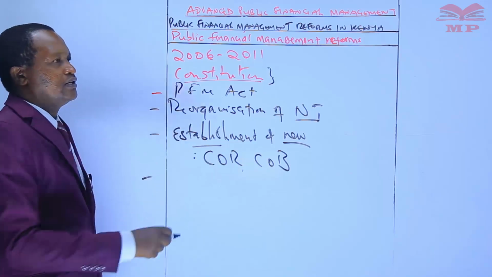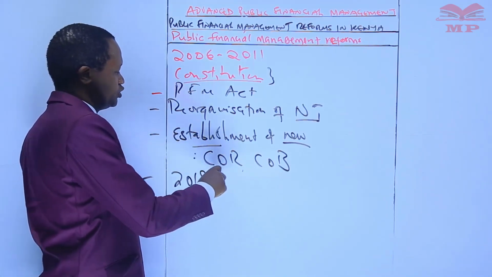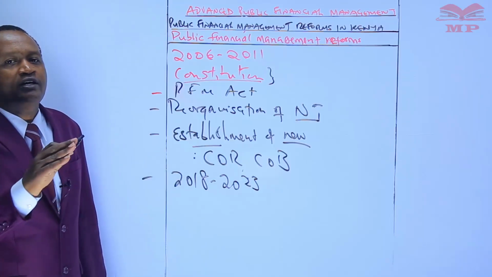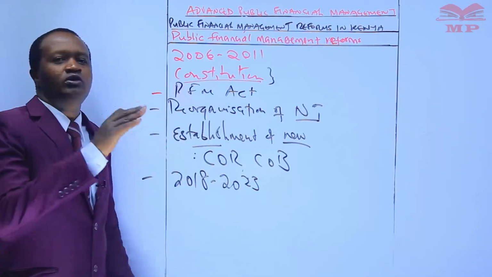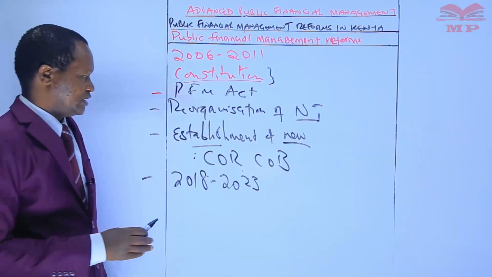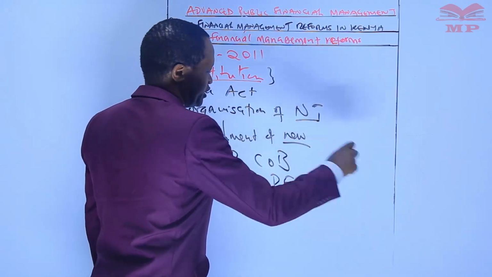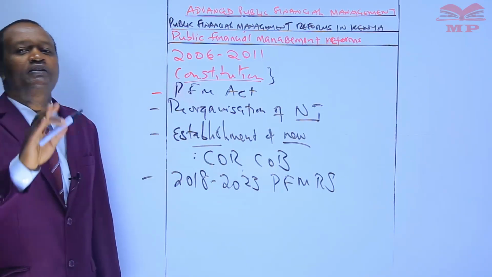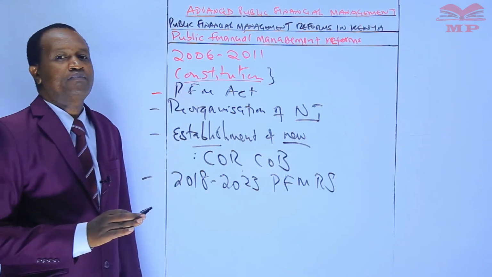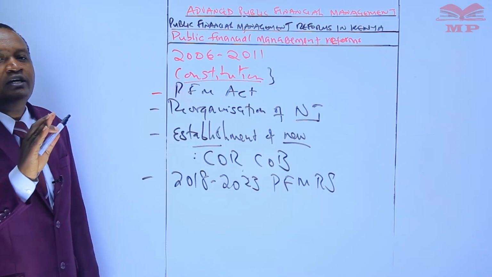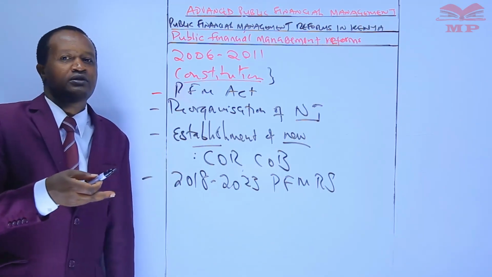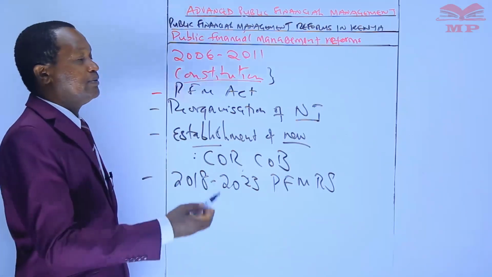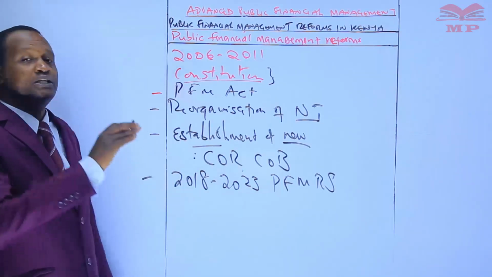We went ahead to look at the 2018 to 2023 Public Finance Management Reform Strategy. The Public Finance Management Reform Strategy that was put in place between 2018 to 2023. And this strategy is anchored on the medium-term plan of 2018 to 2022, which outlines the government's reform interventions in the public financial management for the period of 2018 to 2023.